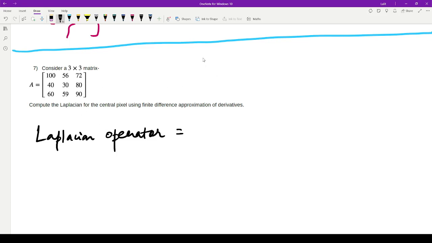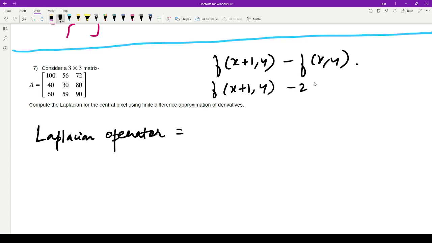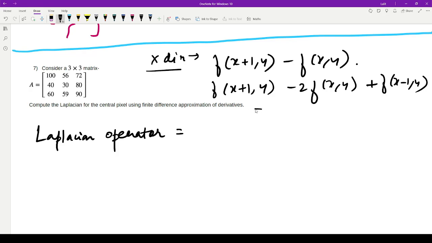If anyone remembers, the first difference is f(x+1, y) minus f(x, y). And the second difference will be f(x+1, y) minus 2 times f(x, y) plus f(x-1, y). This is in the x direction. So this is the first derivative and this is the second derivative. The effective kernel here in the x direction is 1, -2, 1, right?